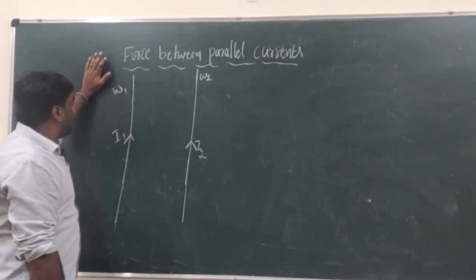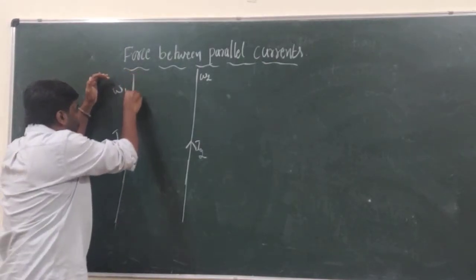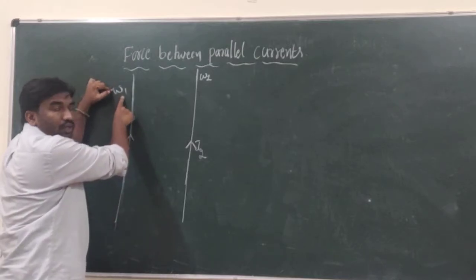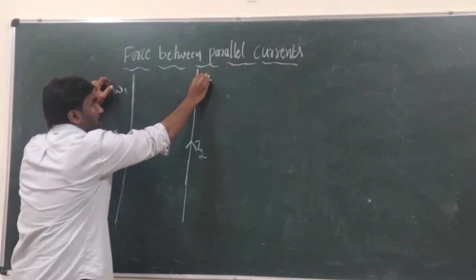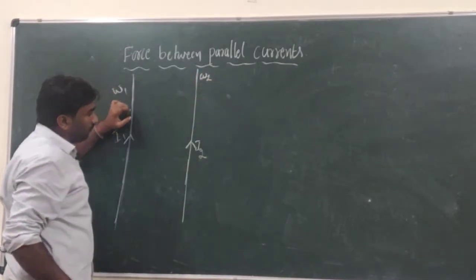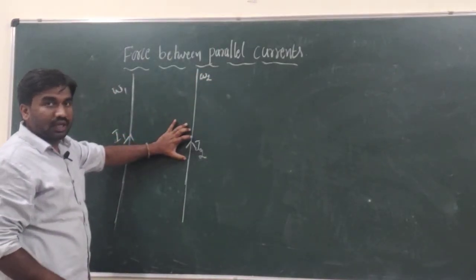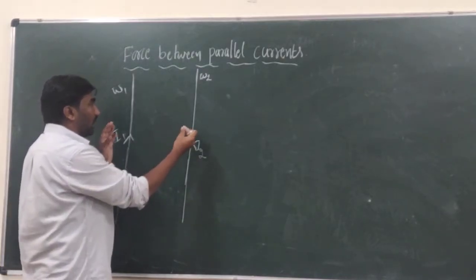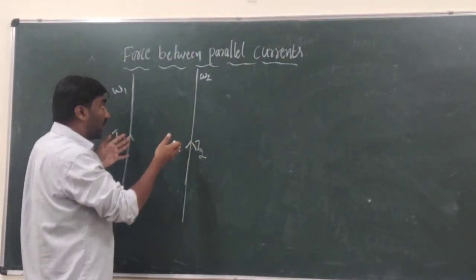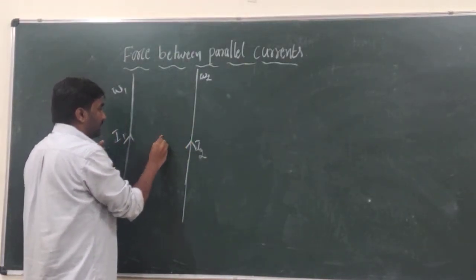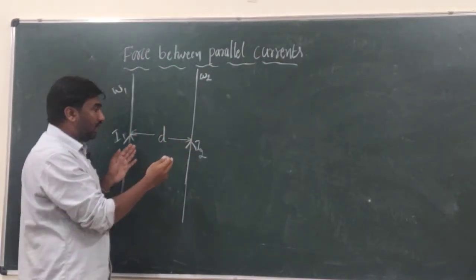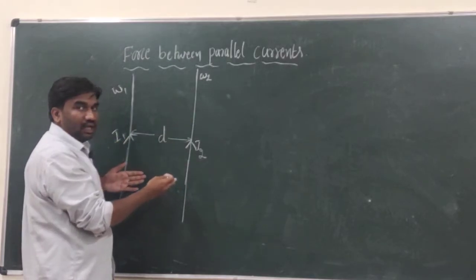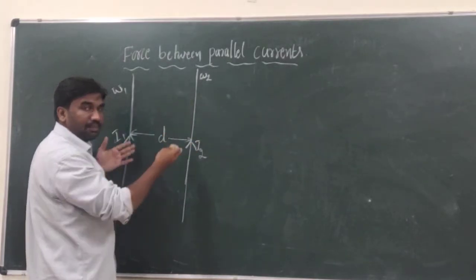Let us consider a wire W1 which carries a current I1, and a wire W2 which carries a current I2. I am going to place these two wires at a distance d. These two wires are parallel, and the direction of current is also the same.